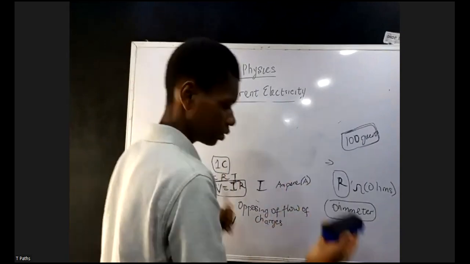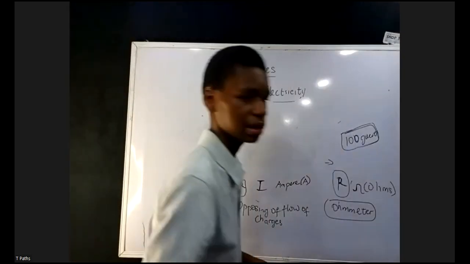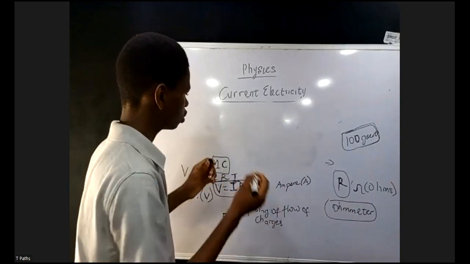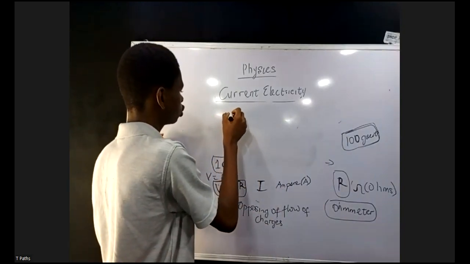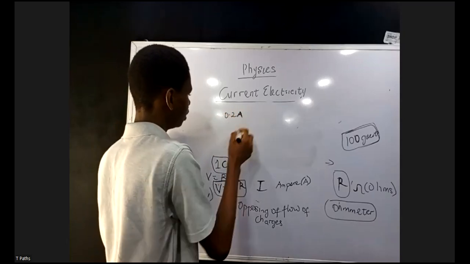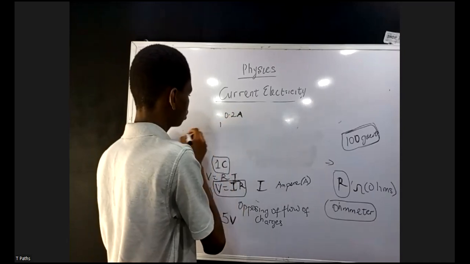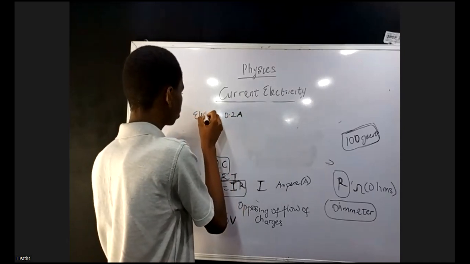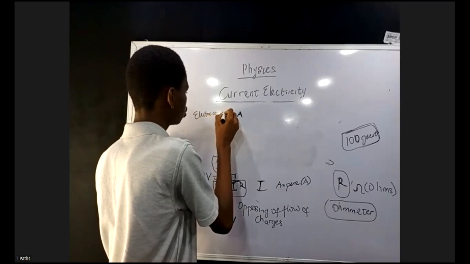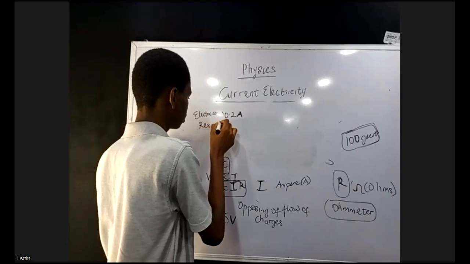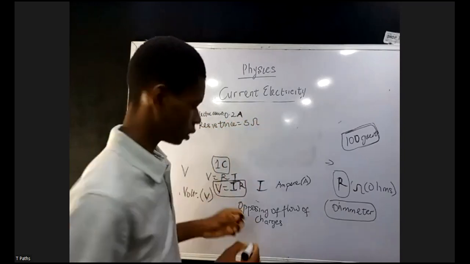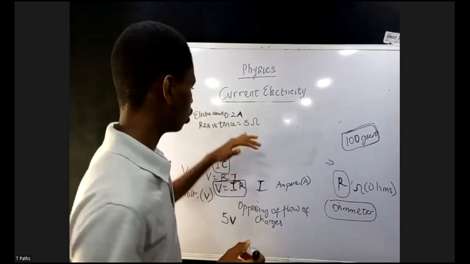You can say: find the potential difference of an electric circuit with current of 0.2 ampere and a resistance of 5 ohms. Electric current of 0.2 ampere and then resistance of 5 ohms. So I want to find the potential difference of this circuit.